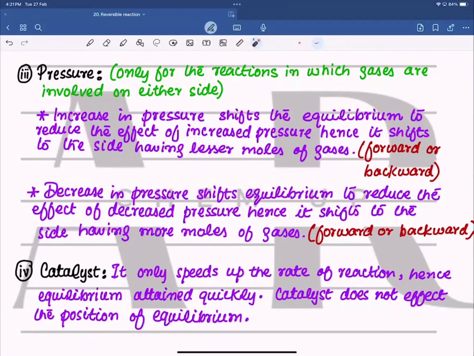If we increase the pressure, okay sir. And if we decrease the pressure, equilibrium shifts where there are more moles.